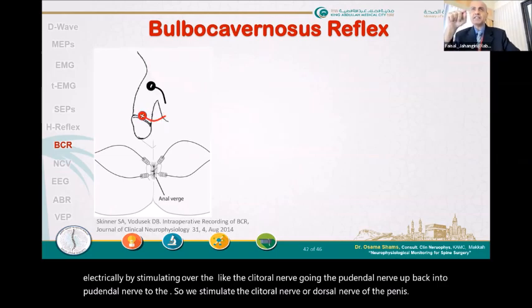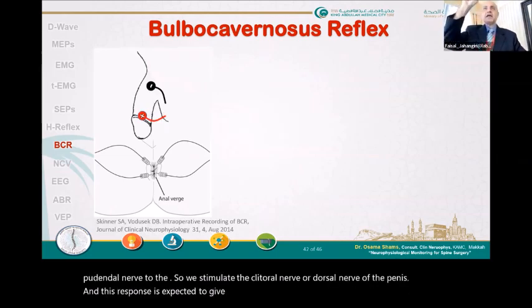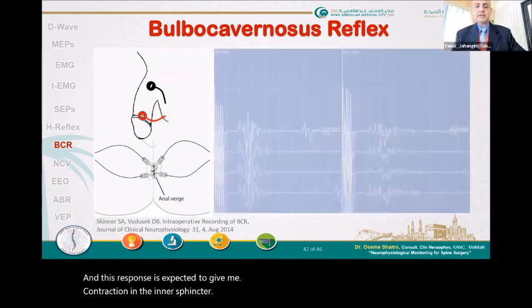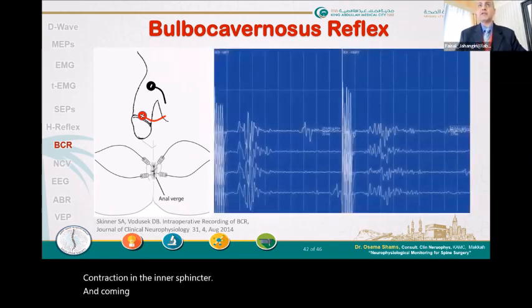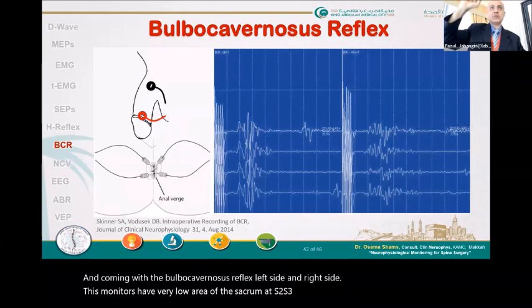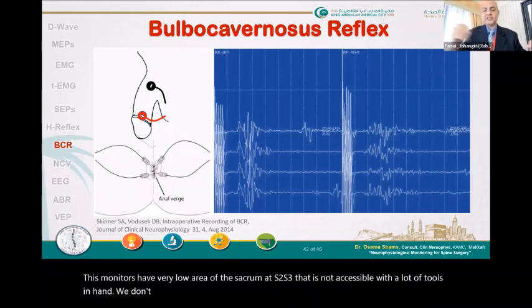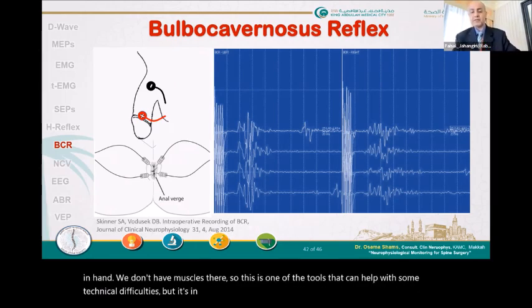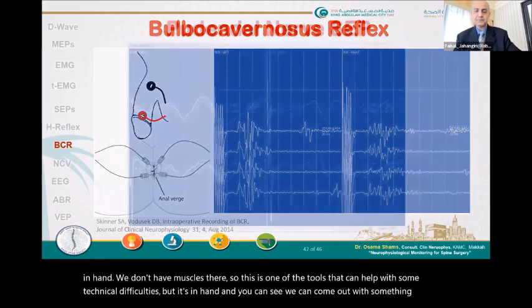And this response is expected to give me contraction in the anal sphincter, coming with the bulbocavernosus reflex, left side and right side. This monitors a very low area of the sacrum at S2, S3 that is not accessible with a lot of tools in hand. We don't have muscles there. So this is one of the tools that can help with some technical difficulties, and you can see we can come out with something very useful.